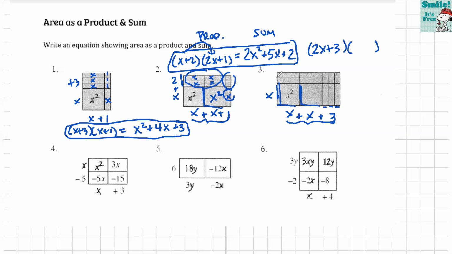times, now we have to do how many little, I already have an x here for this dimension, right? So how many little baby ones? 2. So this side is x plus 2.